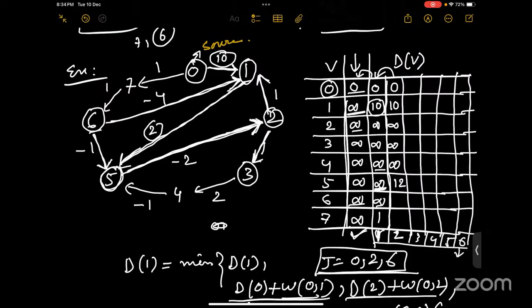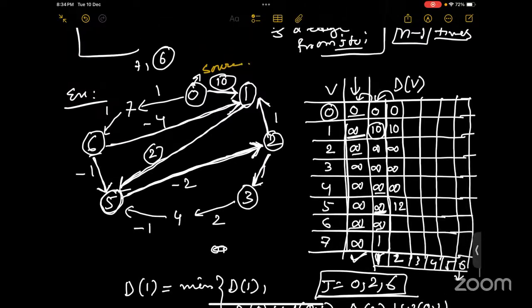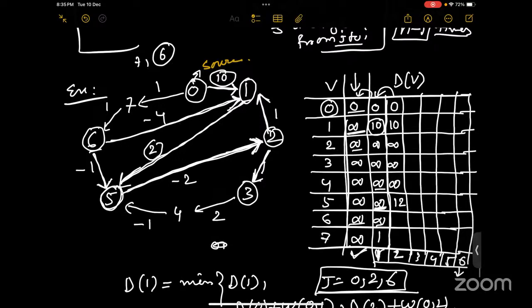Okay, clear? Clear. Now let me know what is the distance of 6. Sorry, 2. Yes, ma'am. So how can we calculate this? We have to check the incoming edges, right? This is the only incoming edge, right? So the distance of 7 is 1, and the weight of the edge 7 6 is 1. That means this is 2, right?